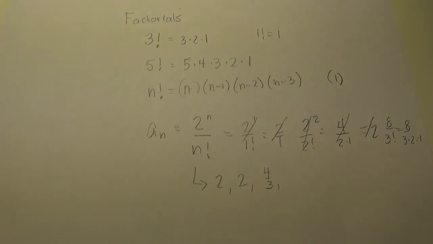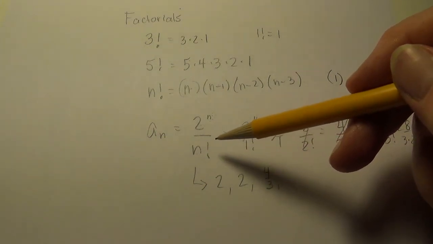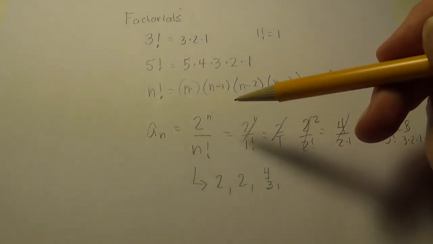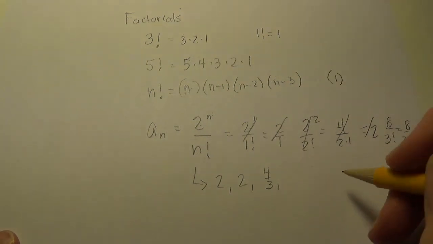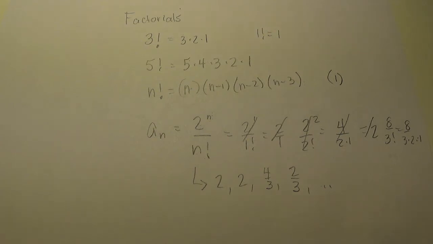Can you get the next one for me? We're plugging in a 4 into this formula. So we end up with 16 over 4 factorial, 4 times 3 times 2 times 1, 16 over 24, which reduces to 2/3. And we could take it on further. I just wanted to show you how a factorial works inside of a sequence generator.